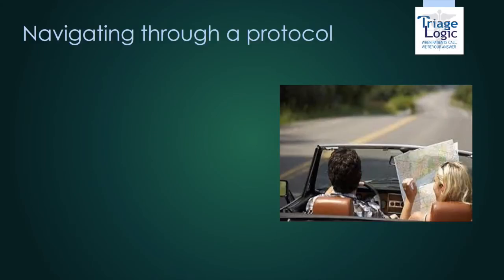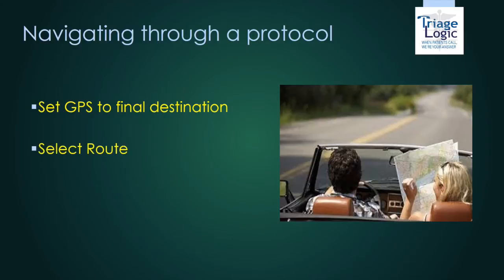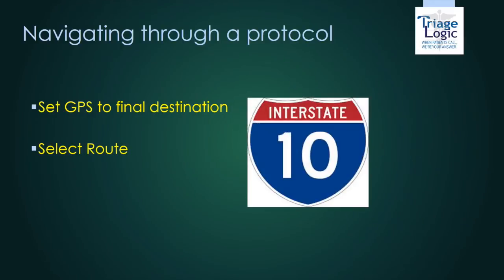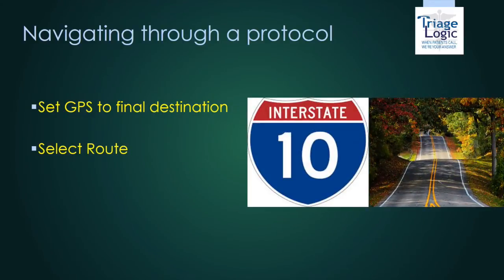Let's pretend we're on a road trip across country. We've set our GPS to our final destination. We put in our starting point and where we want to end up. A few choices come up, like do we want to take the interstate or the scenic route, or do we just want to go the quickest route? Once we pick how we want to get to our ending point, we will get turn-by-turn directions.